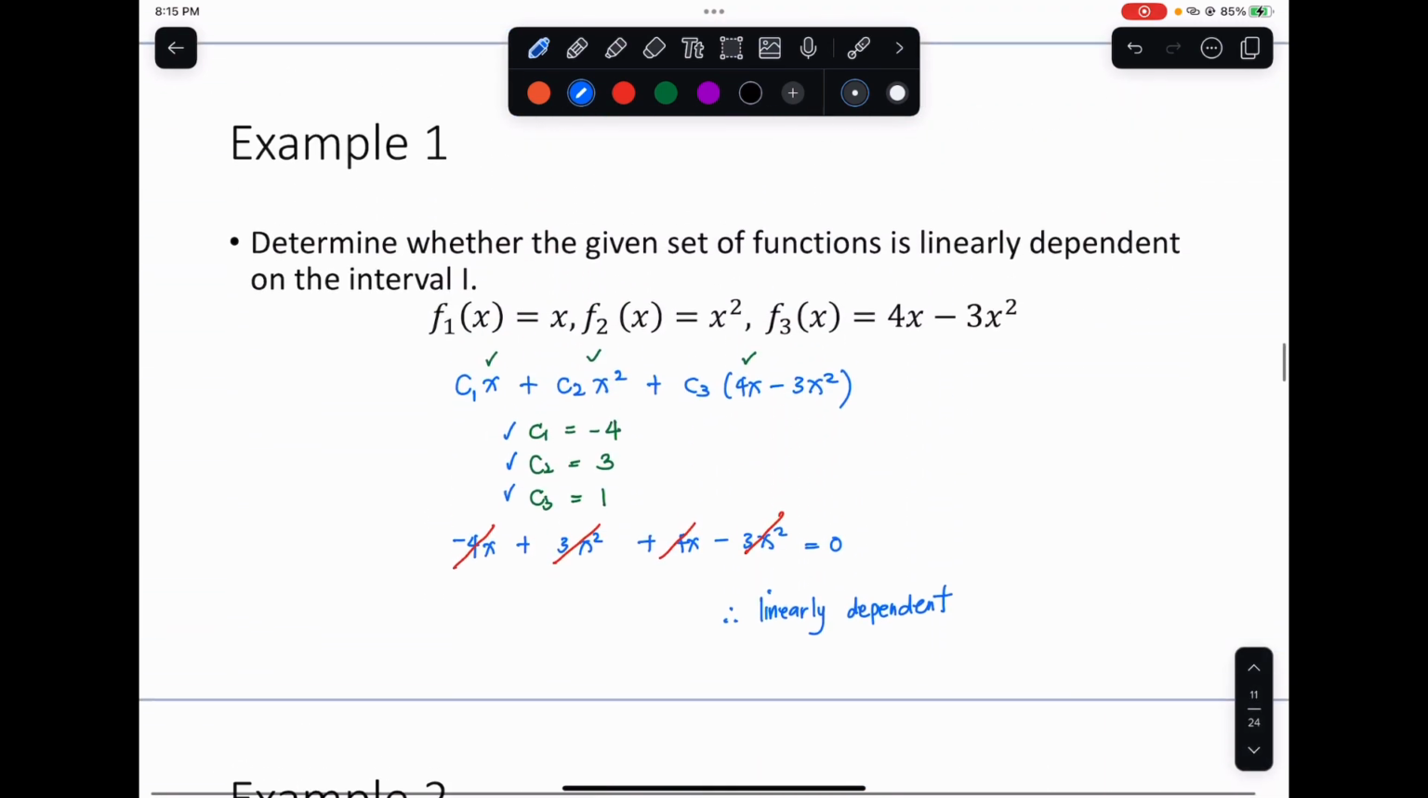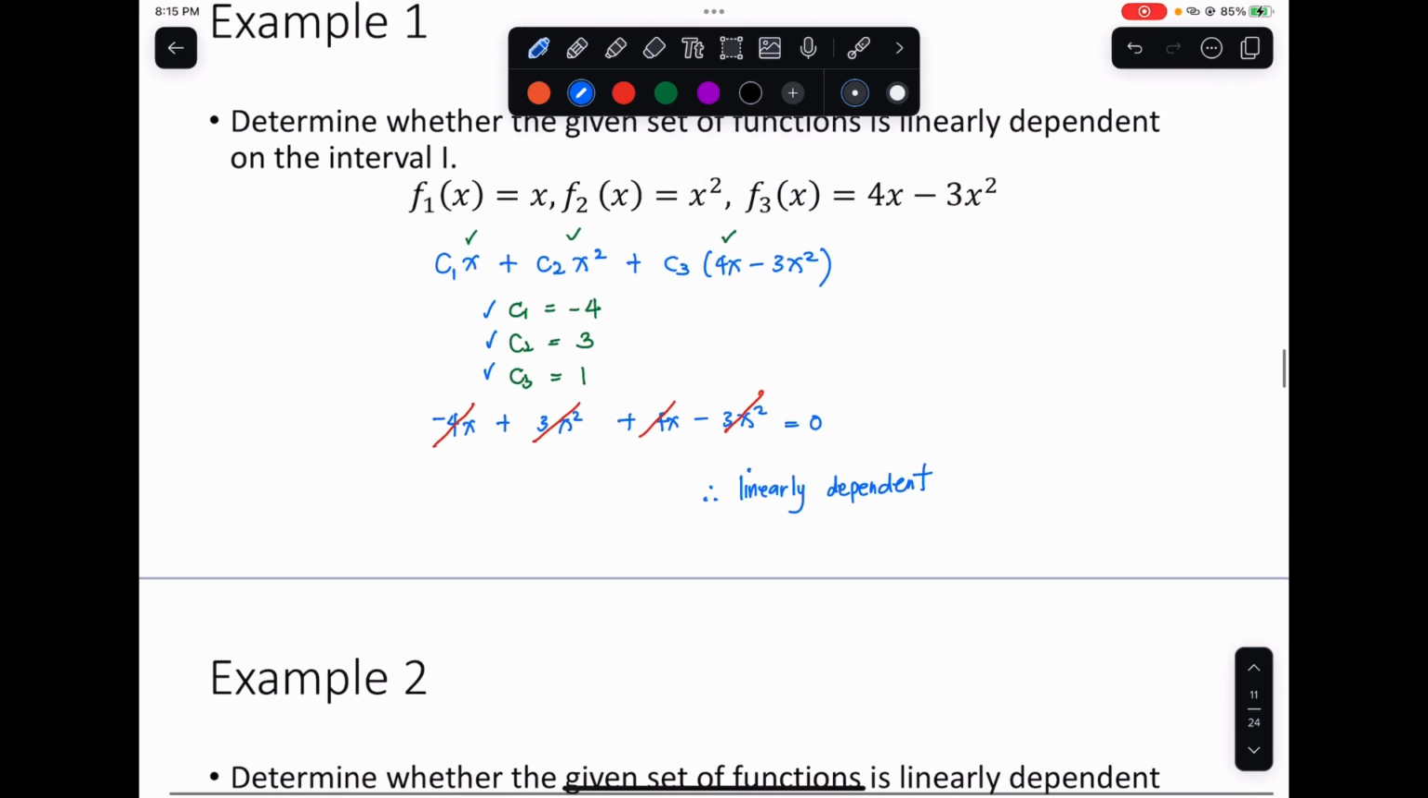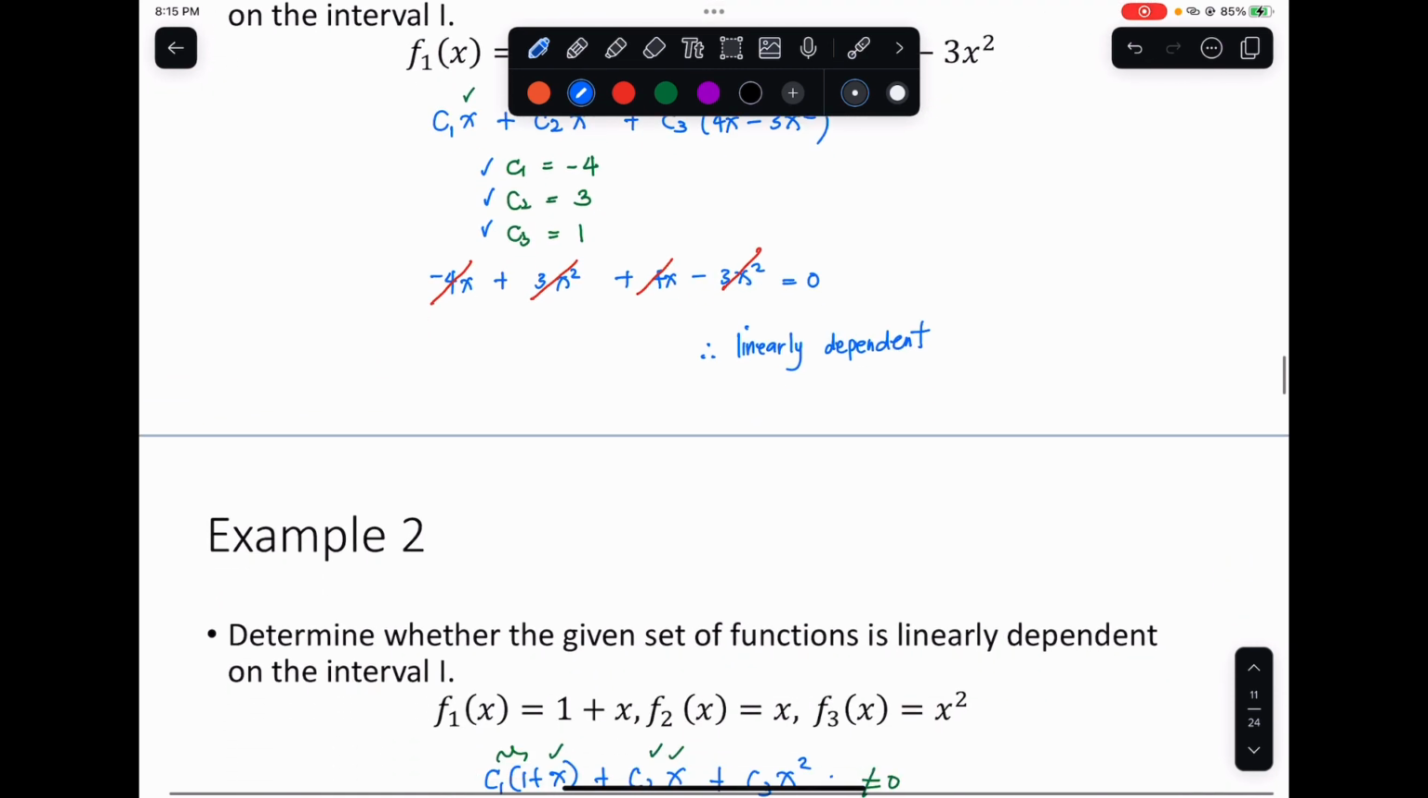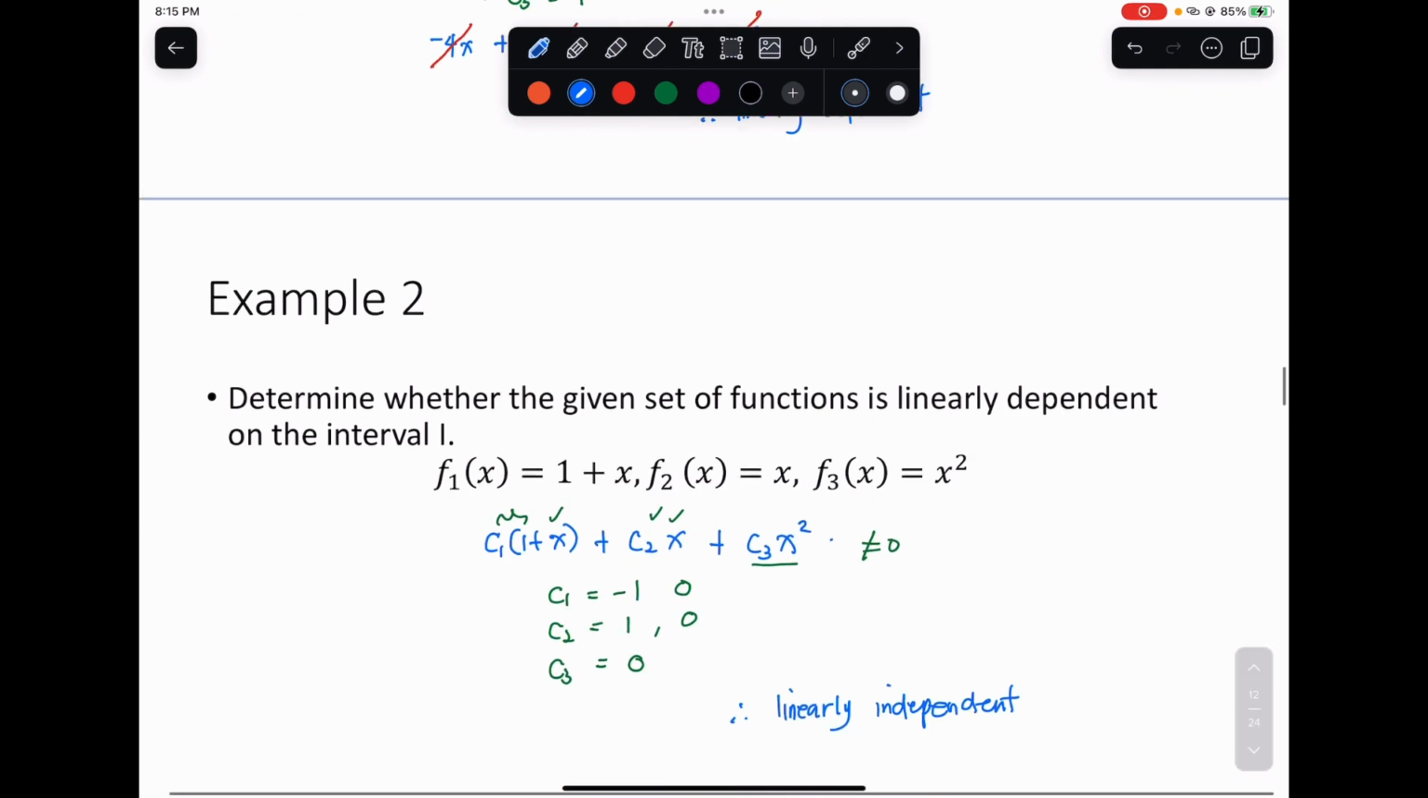So that is how to check whether a given set of functions are linearly dependent or independent with each other. The downside here is we just need to think. There's no specific method or formula that we're going to use, but rather we just need to think of the values of arbitrary constants to make it equal to 0. If it is equal to 0, then that makes it linearly dependent. If it's not equal to 0, then that makes it linearly independent with each other.